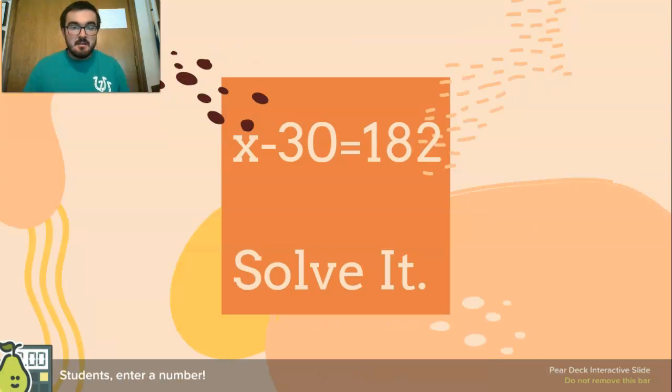The answer would be x minus 30 equals 182. So he has $182 left after he gave away $30 to his parents, right? He gave it away, so he subtracted $30. This is what he had originally, right? Now how we would solve that would be, if we're subtracting 30, we would need to add 30 on both sides to solve it, okay? You always do the opposite.